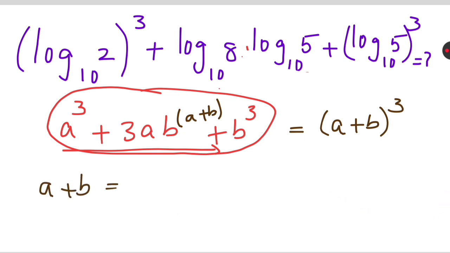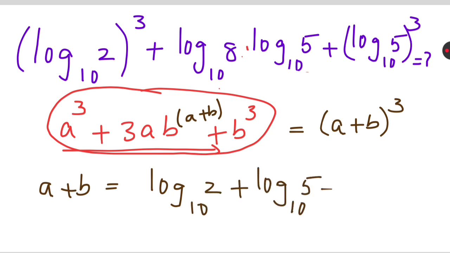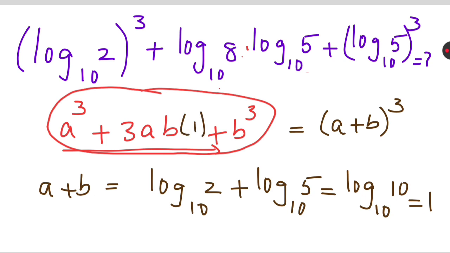What is the value of that? We consider a as log 2 with base 10 and b as log 5 with base 10. Now use the logarithm properties. It is in a summation form, and we can write this as a product form according to the logarithm property. So it is in the form of log a plus log b, and we can write it as log ab. That is 2 times 5, and 2 times 5 is 10. So now log 10 with base 10, the value is only 1. That means a plus b, the value is 1. So instead of a plus b, we can simply write this as 1. So 3ab times 1 gives only 3ab.